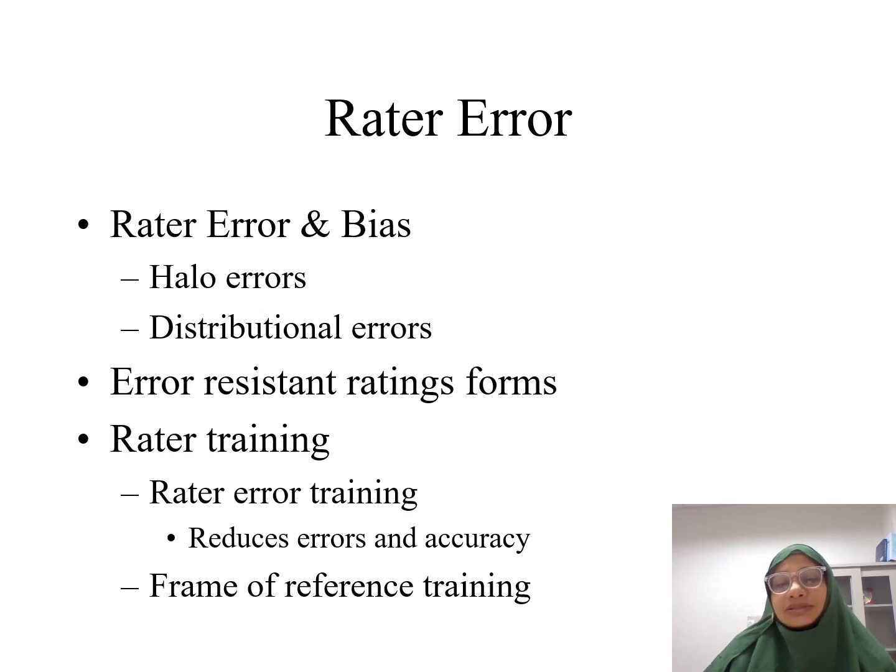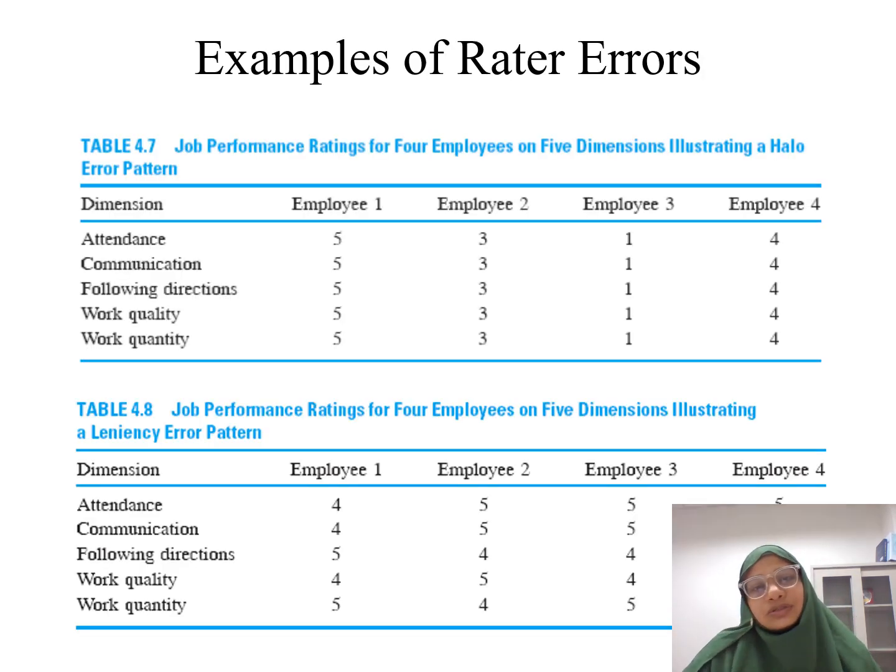Frame of reference training. So this is an example of rater's error: employee 1, employee 2, employee 3, employee 4. You can look at this five-dimension illustration of halo pattern, where employee 1 gets all 5, employee 2 all 3, employee 3 all 1, employee 4 all 4. Maybe they have a good relationship with the rater, so the rater gives marks based on relationship, not performance.